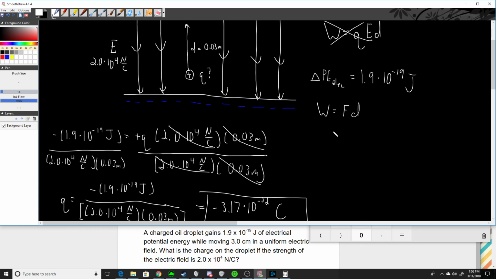Really though, electrical potential energy, pretty basic, pretty easy. I actually like that equation just because it is nice and clean and neat. But yeah, so good luck with the practice problems.